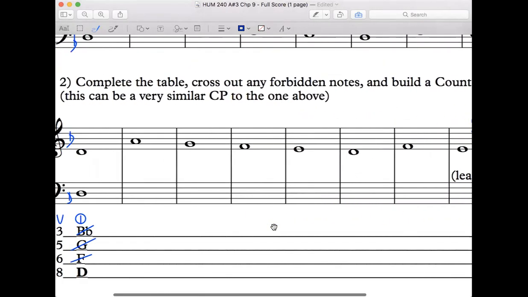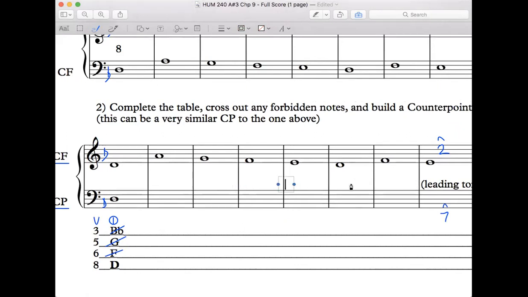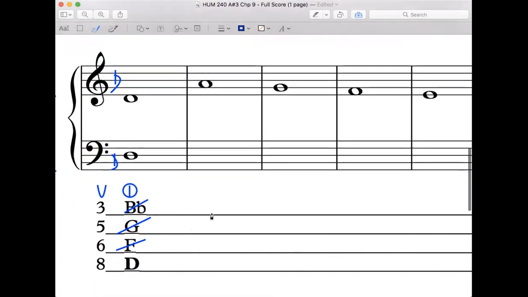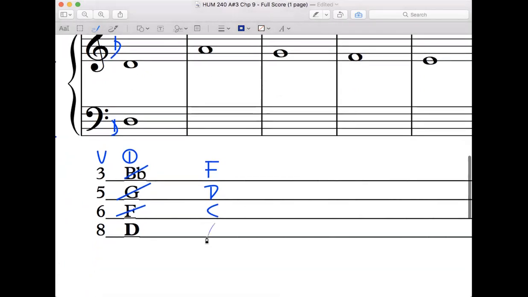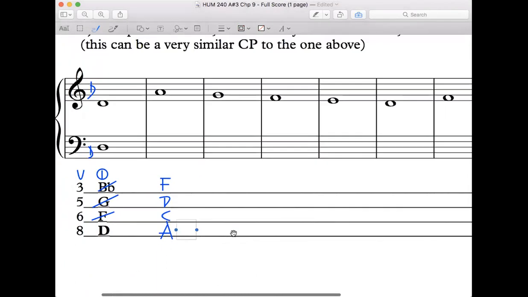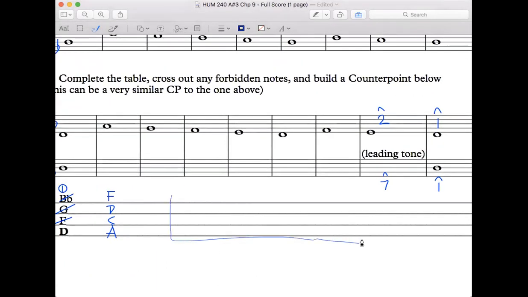Okay, now you have all these other options. 1, 2, 3, 4, 5, 6. You have 6 notes that you need to figure out. What could you do? Well, you're going to go through the same process. You're going to say, okay, what's the third below A? You come up with F. What's a fifth below A? You come up with D. What's a sixth below A? And you come up with C. And what's an octave below A? And of course you say A.